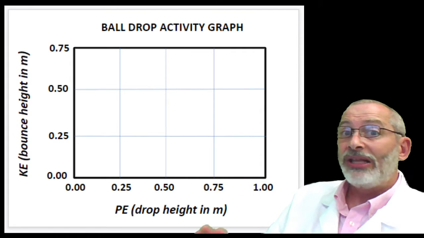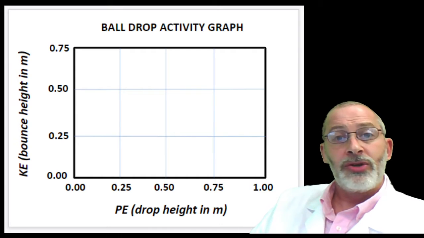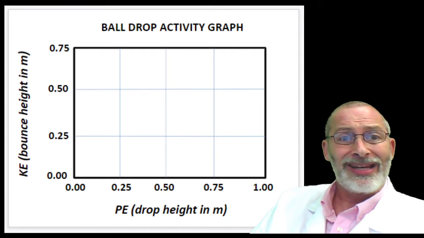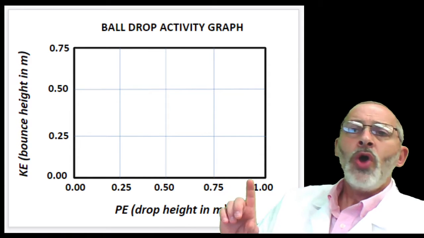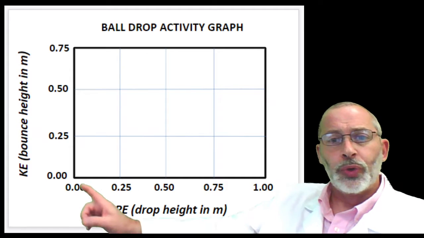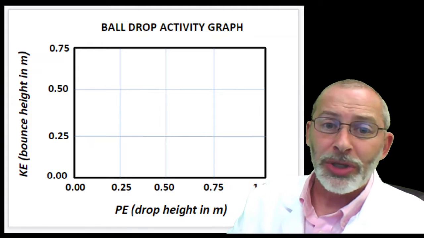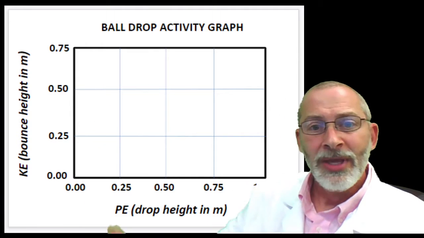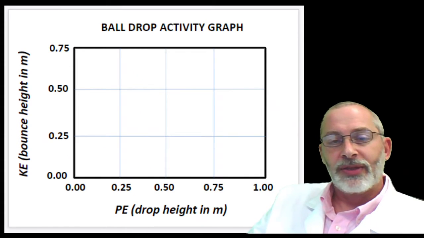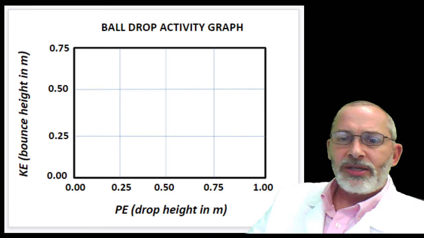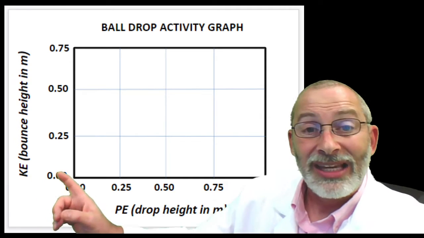Now, don't say it out loud, but based on your current level of knowledge and understanding of potential energy and kinetic energy, think about what you think will happen to the kinetic energy, which we're going to be measuring in terms of the height of the bounce, the movement of the ball after it hits the tabletop. What effect do you think increasing the potential energy will have on the kinetic energy?